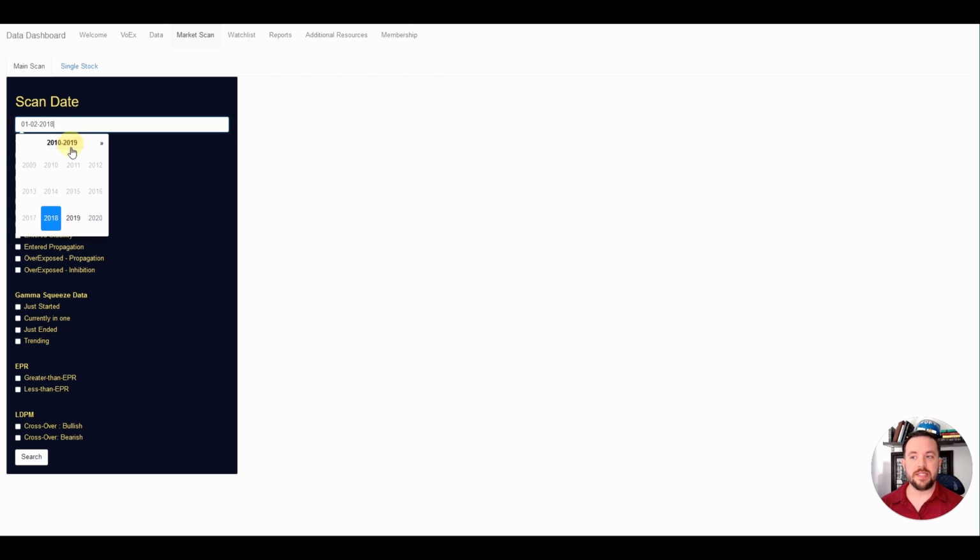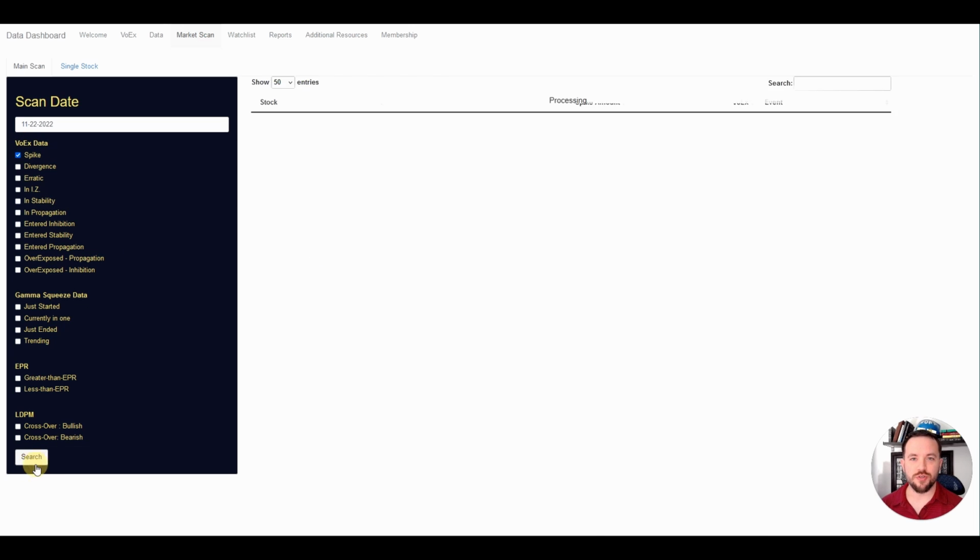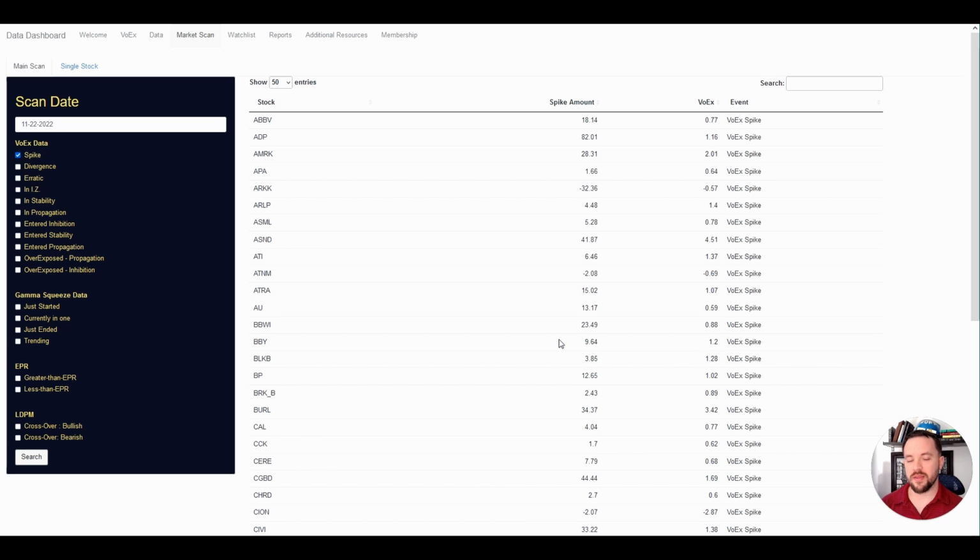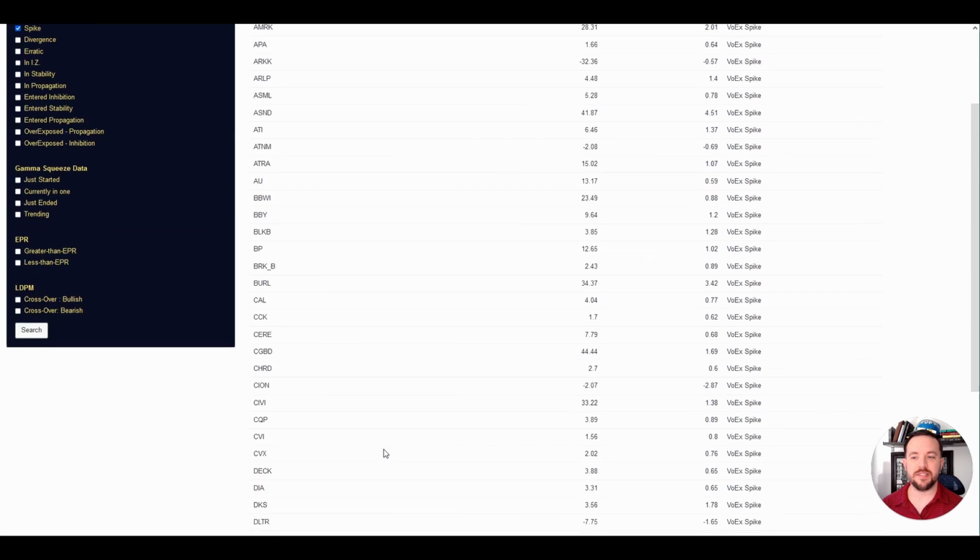If we go to our current date, if I can remember it, we can look at, for instance, VoEx Spikes. We hit VoEx Spike, we hit search, and we are populated with a list of stocks that have had a VoEx spike on the 22nd. If we scroll down, we see it is quite an extensive list.